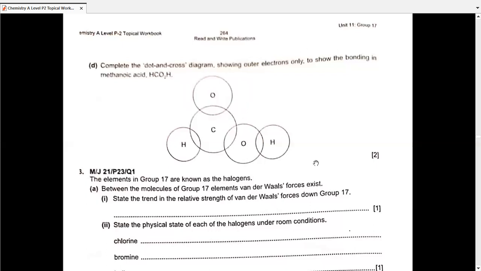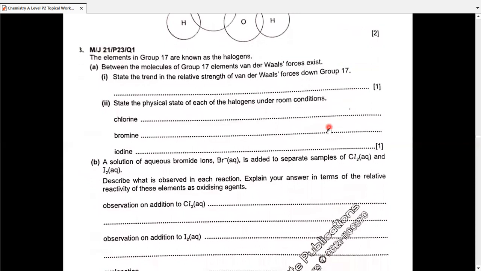So let's move ahead. I guess दोनों आ गया होगा समझ. So number 3. The elements in group 17 are known as halogens. Between the molecules of group 17 elements, van der Waals forces exist. State the trend in the relative strength of van der Waals forces down the group 17.